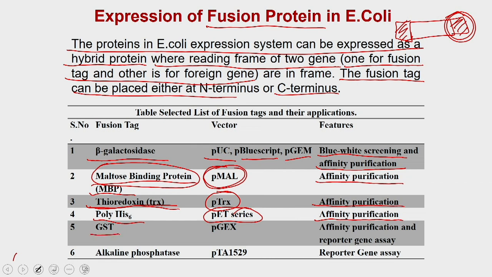Then you have the GST tag, the glutathione S-transferase tag, and the vector you can use is the mini series of PGX vectors, and that has the advantage that you can use it in affinity chromatography, or you can use it in the reporter gene assay. Similarly, you have alkaline phosphatase as a tag, and the vector you can use to generate the fusion protein is called PTA1529, and that has the advantage of using alkaline phosphatase in the reporter gene assay.